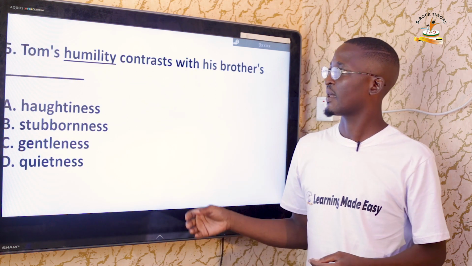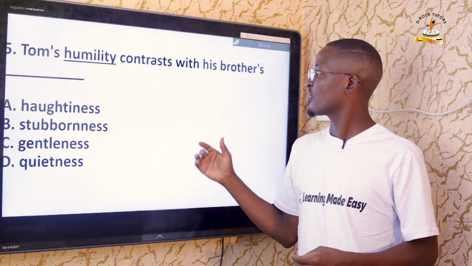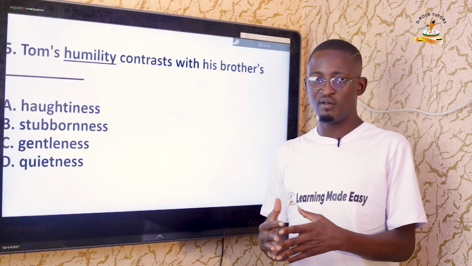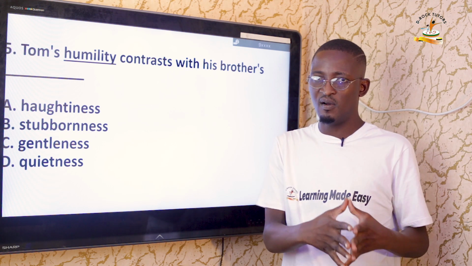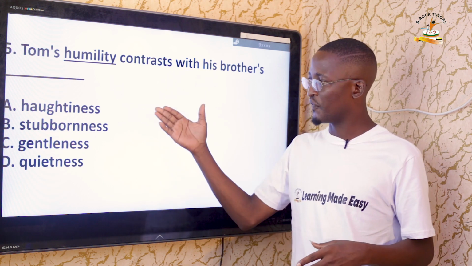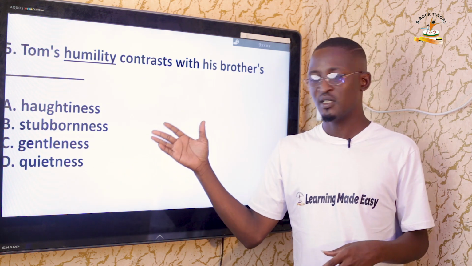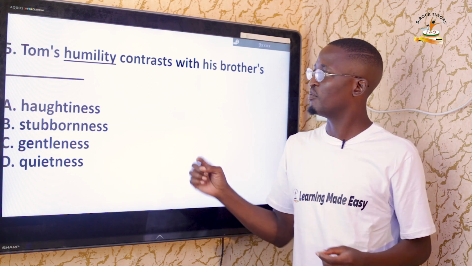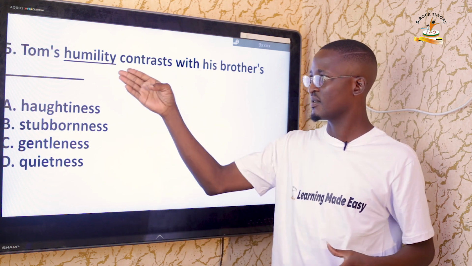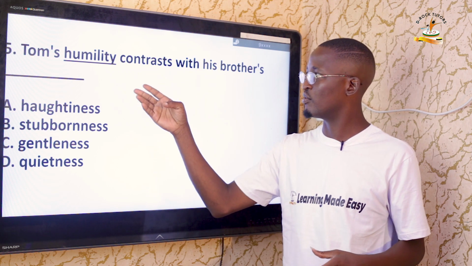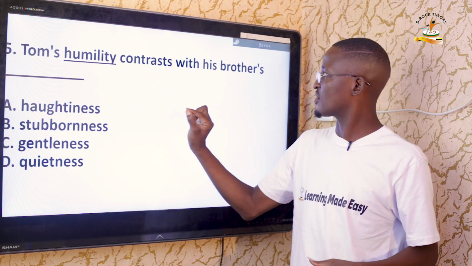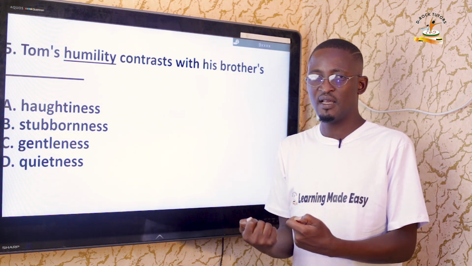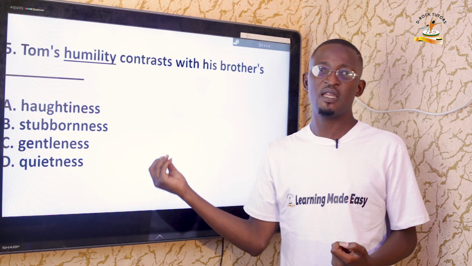Number 5. Tom's humility contrasts with his brother's dash. Humility, tending to be submissive or respectful there. So we have haughtiness, stubbornness, gentleness, and quietness. Looking at this as well, they look rather synonymous. But a humble mind, that is, for a human, Tom has been humble. His humility contrasts with his brother's haughtiness, which is a kind of a high level of obstinacy.